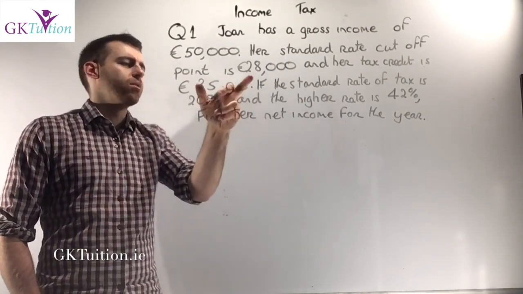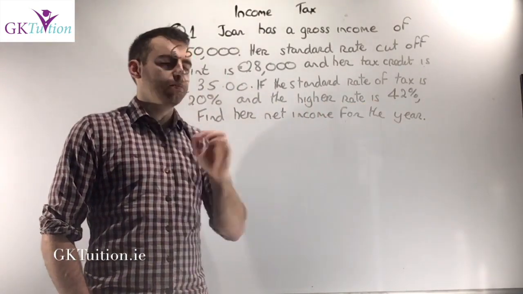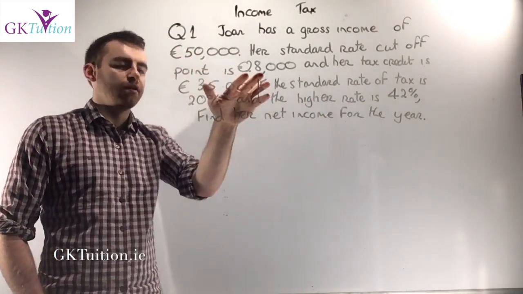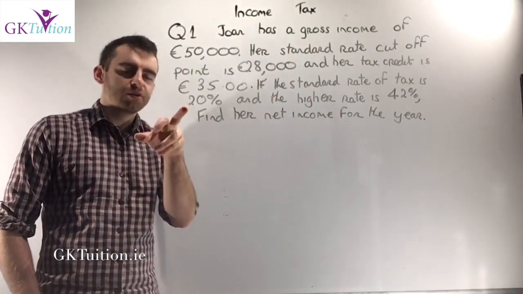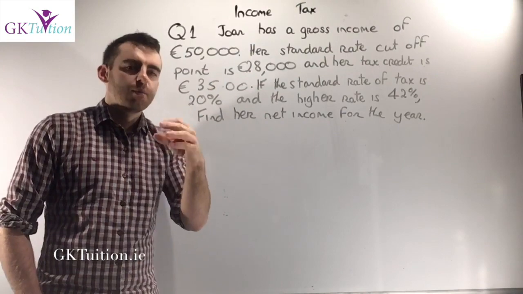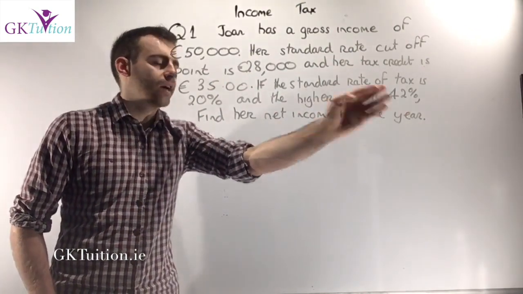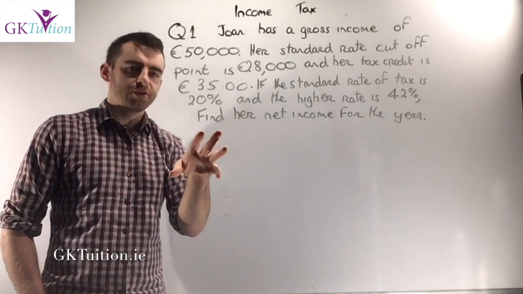In this question, we're told that the standard rate of tax is 20% and the higher rate is 42%. That means that up until the standard rate cut-off point, on the first €28,000 that Joan earns, she's only going to pay 20% tax. But on anything she earns above that figure, she's going to pay a higher rate of tax of 42%. We've been asked to find her net income for the year.